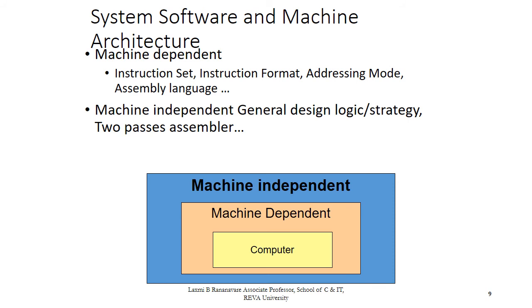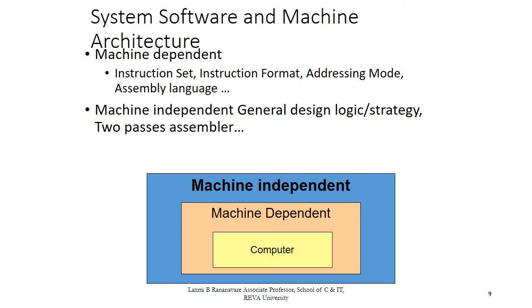So when you say machine dependent code, that means you should know the set of instructions. What are the set of instructions we are going to have for that machine architecture? What is the instruction format? What are the different addressing modes? And what is the assembly language code we are going to write for that architecture? So these are called machine dependent.